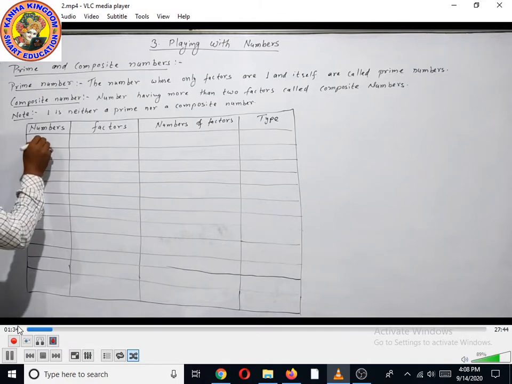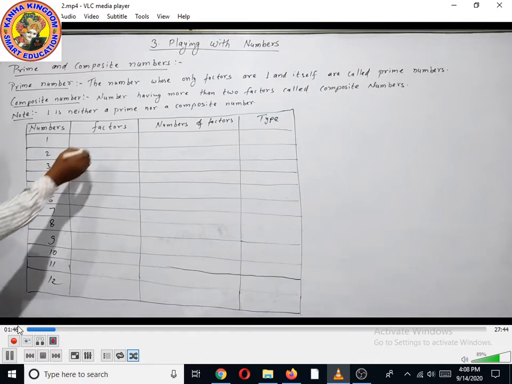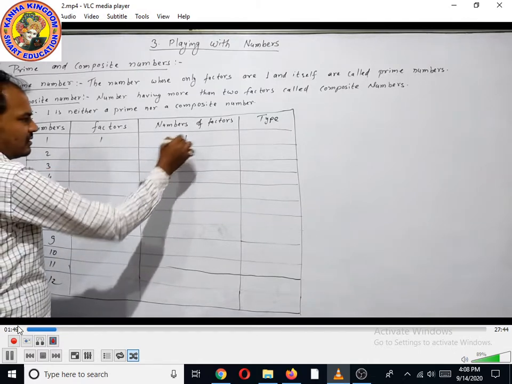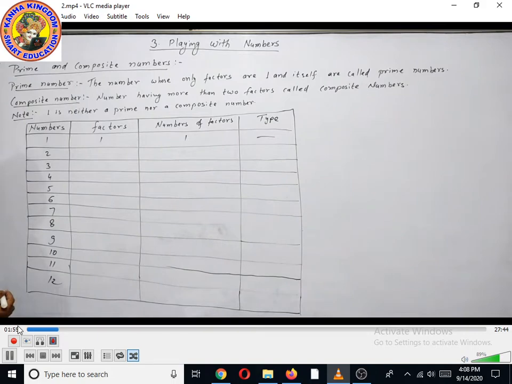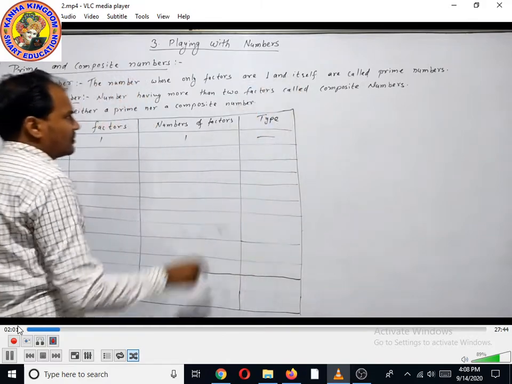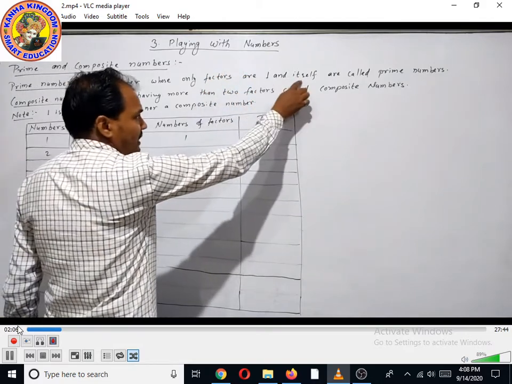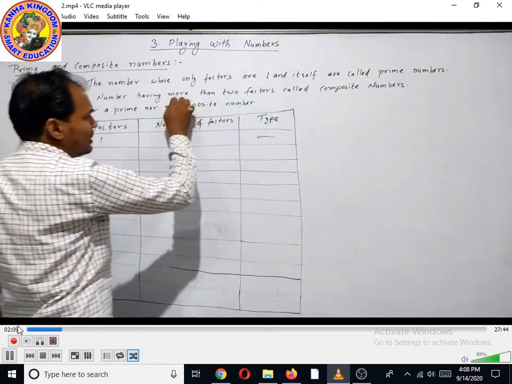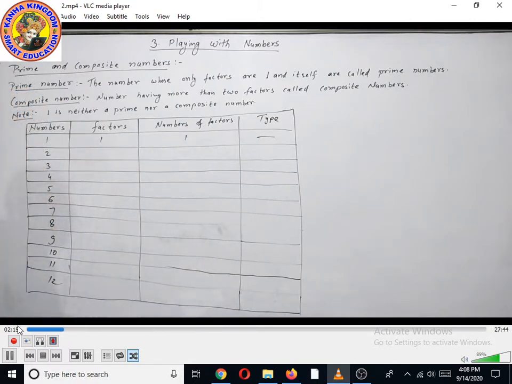First of all, 1, 2, 3, 4, 5, 6, 7, 8, 9, 10, 11, 12. These are our numbers. Now, factor of 1, number of factors 1, type: not prime and not composite. Why? A prime number has two factors, a composite number has more than two factors, but here there is only one factor. So this is not prime and not composite.